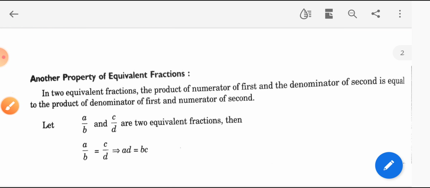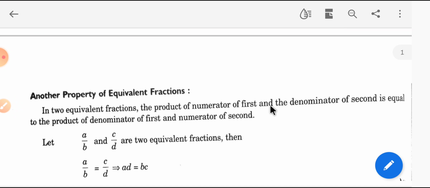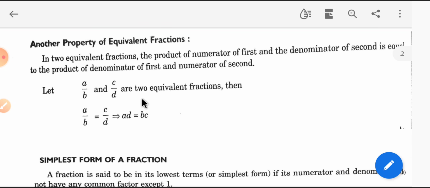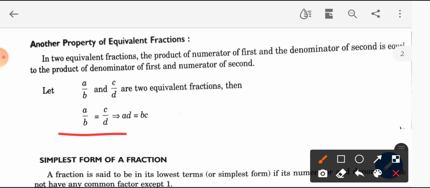In two equivalent fractions, the product of the numerator of the first and the denominator of the second is equal to the product of the denominator of the first and the numerator of the second. So this is the general form: A by B and C by D. Let these be two equivalent fractions. Then A by B is equal to C by D.